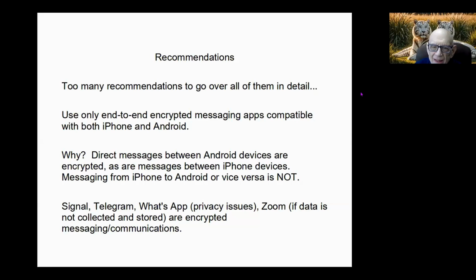One is, you may not be aware, but the messages that you're sending over text and via phone are not encrypted if you cross devices. In other words, if you're on an Android device and you're texting somebody on an iPhone, your message is not encrypted. The same goes for iPhone to Android. So what they're talking about here is some type of encrypted messaging or communications channel.